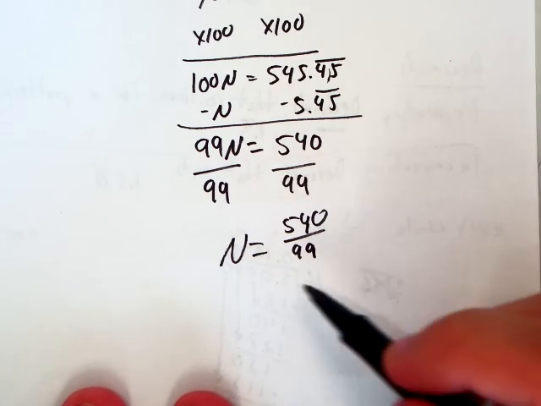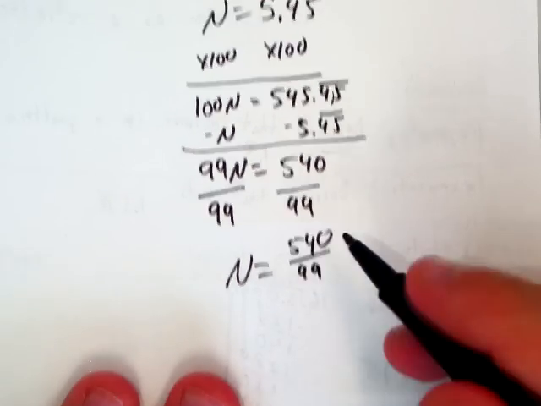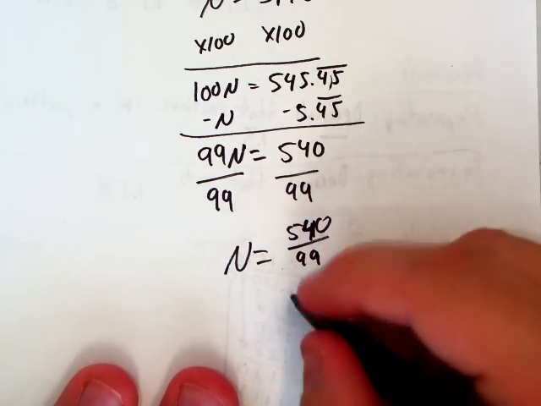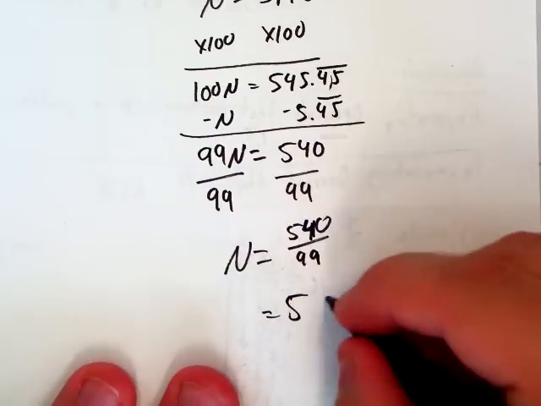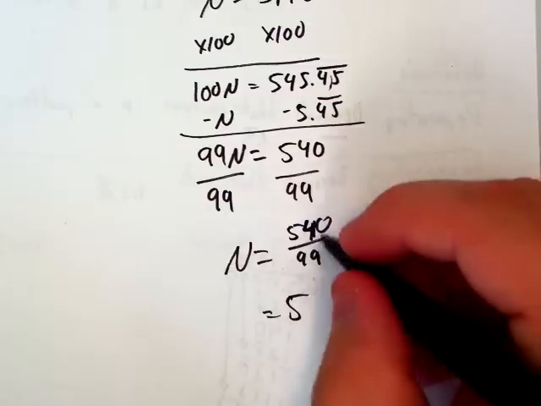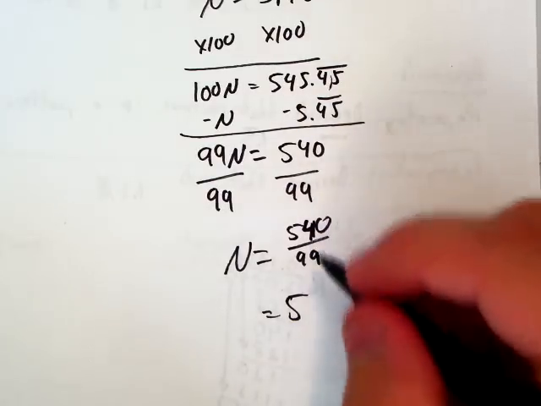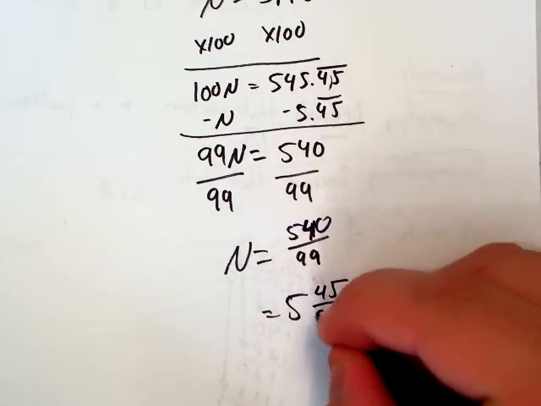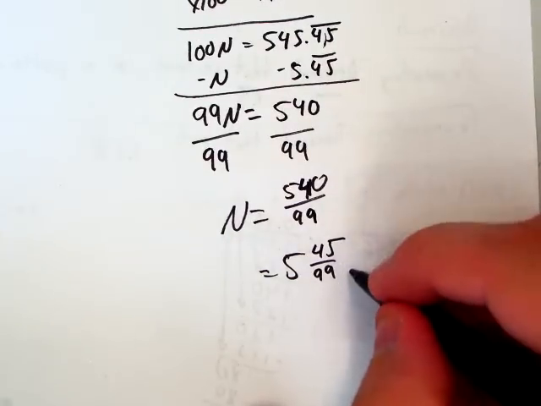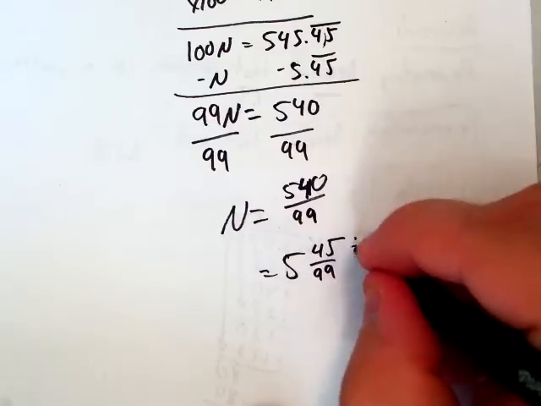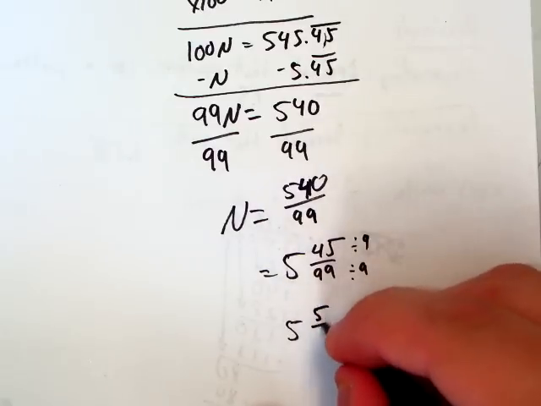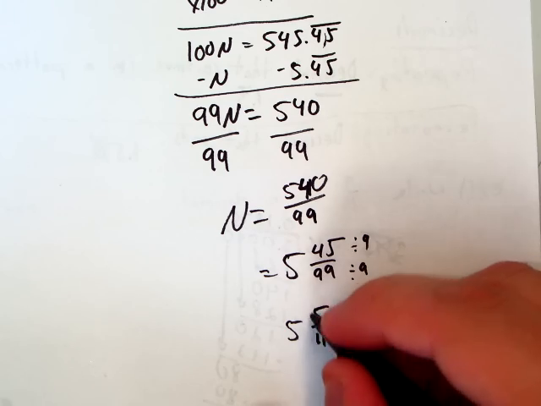This right here is an improper fraction. I can take 5 99s away from 540. And if I do that, I have 5. 5 times 99 is 495. So 495 taken away from 540 is left with 45. There is a common factor of 9 between these two. So I'm left with 5 and 5/11ths.